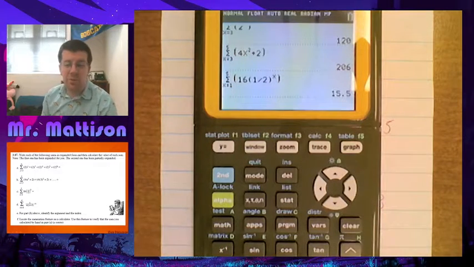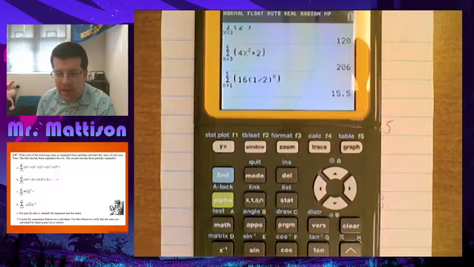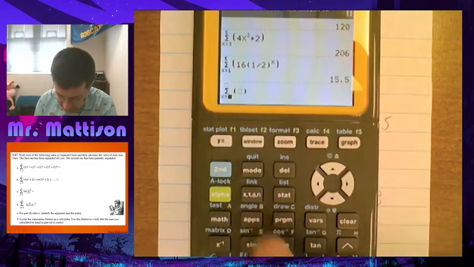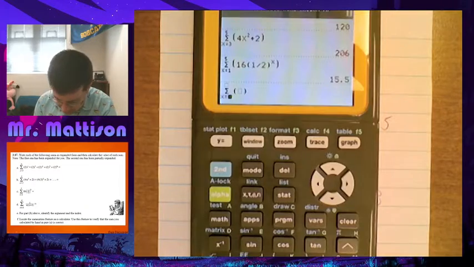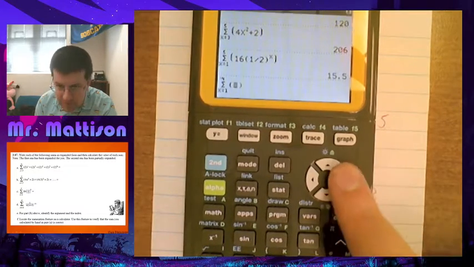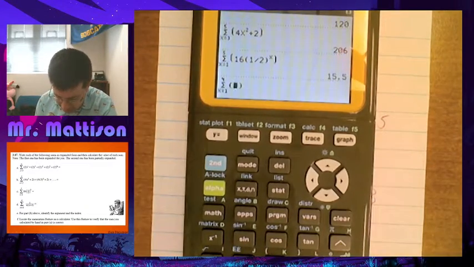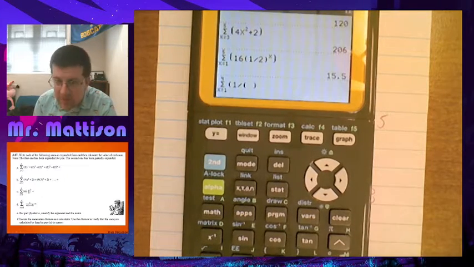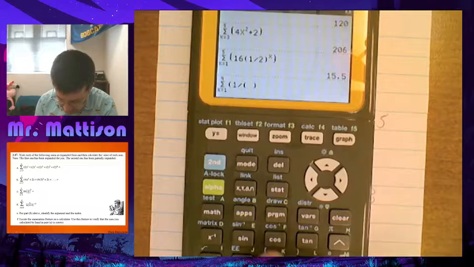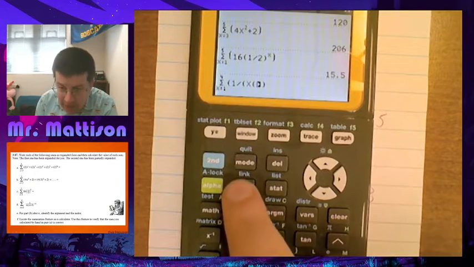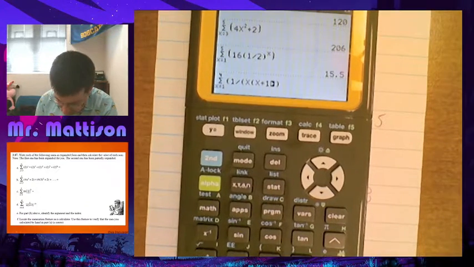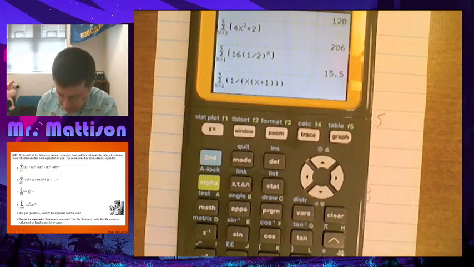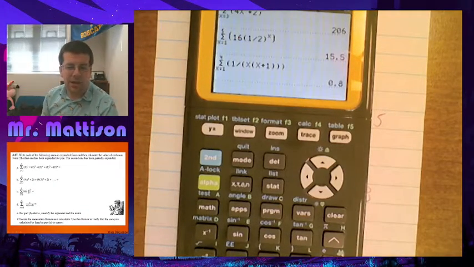You should get 15.5 on that one. And then finally on D, do summation of x from 1 to 4. Our pattern here is 1 over x times x plus 1. And we get 0.8 on that one.